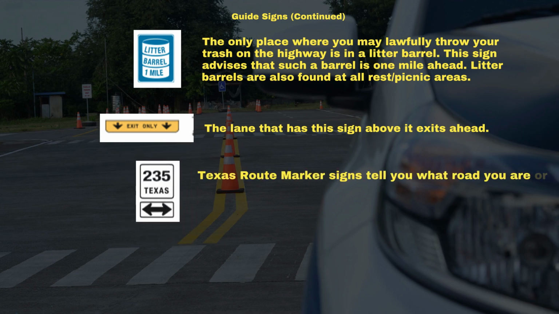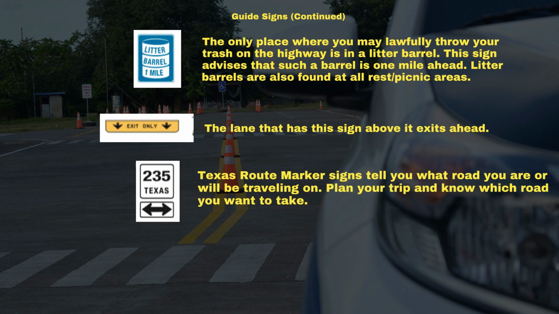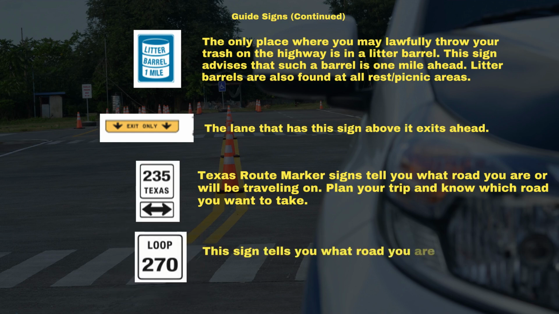Texas route marker signs tell you what road you are or will be traveling on. Plan your trip and know which road you want to take. This sign tells you what road you are on. It is a short state highway in a city or urban area.